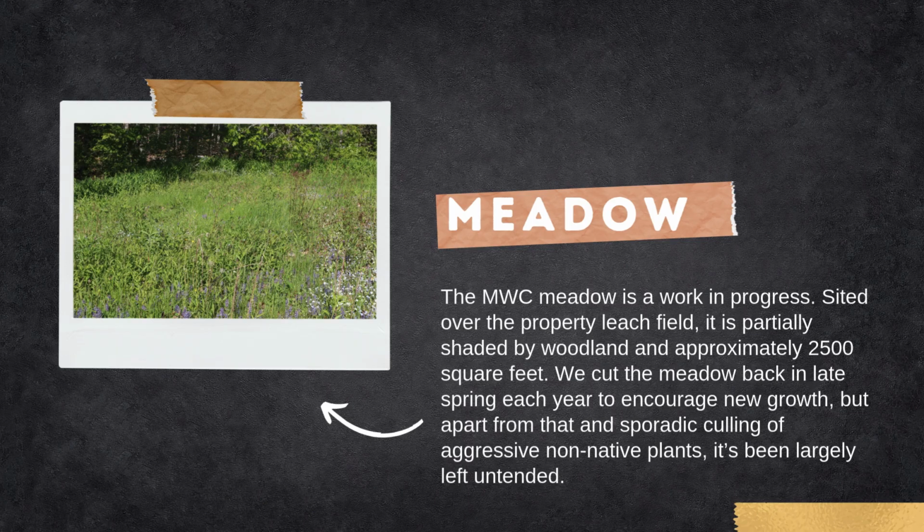Our meadow is not a huge space, and it's definitely a work in progress. It's sited over the property leach field, and it's partially shaded by woodland and approximately 2,500 square feet. And we cut the meadow back in late spring each year to encourage new growth. But apart from that and sporadic culling of aggressive non-native plants, it's been largely left untended.